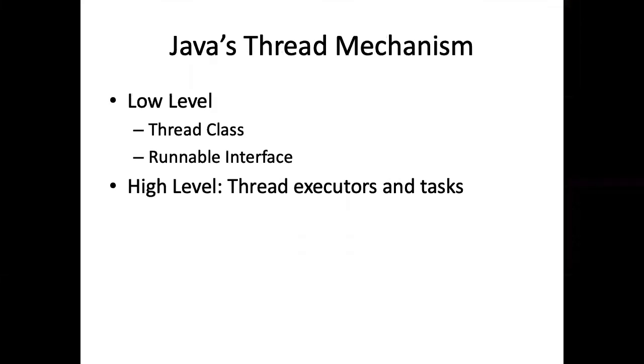So Java has two ways of dealing with threads. One is the low level, using either the Thread class or the Runnable interface, where you are doing the management of the threads yourself, or high level, which is what I referred to when I talked about Java's high level thread libraries. And there you have thread executors and tasks, and Java is basically doing the management of the threads for you. You don't have to worry about starting them or scheduling them or ending them. That's all done for you by Java.